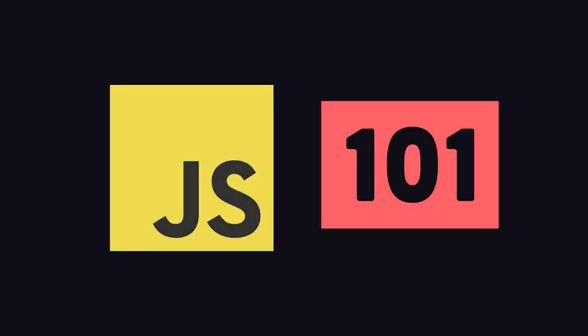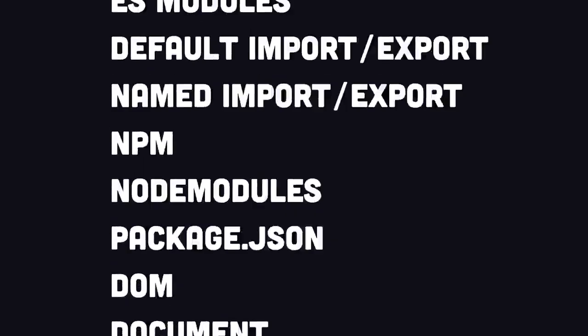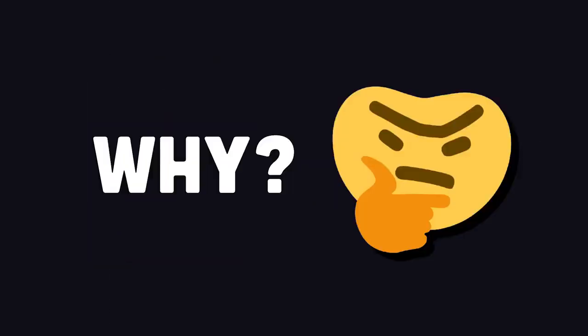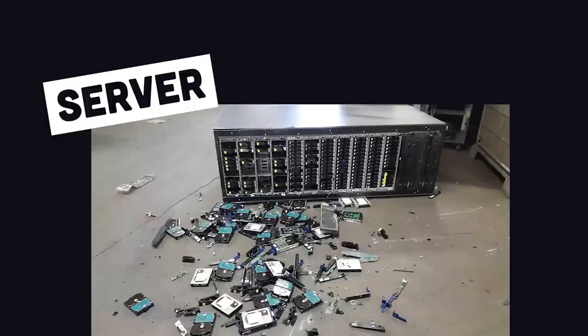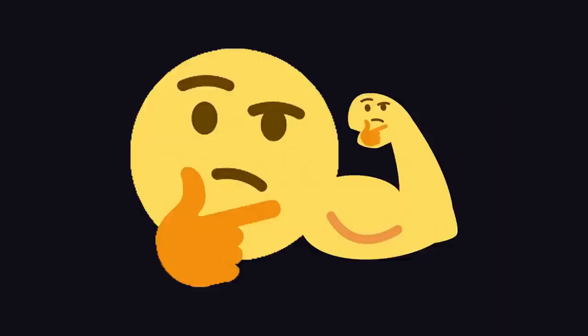Welcome to JavaScript 101. Over the next few minutes, you'll learn 101 different things you need to know about JavaScript, like how to use it, where to use it, and why it is the way it is. By the end of this video, you'll be able to build a website, a mobile app, a desktop app, a server, an operating system, artificial intelligence, and all kinds of other stuff you shouldn't build with it.